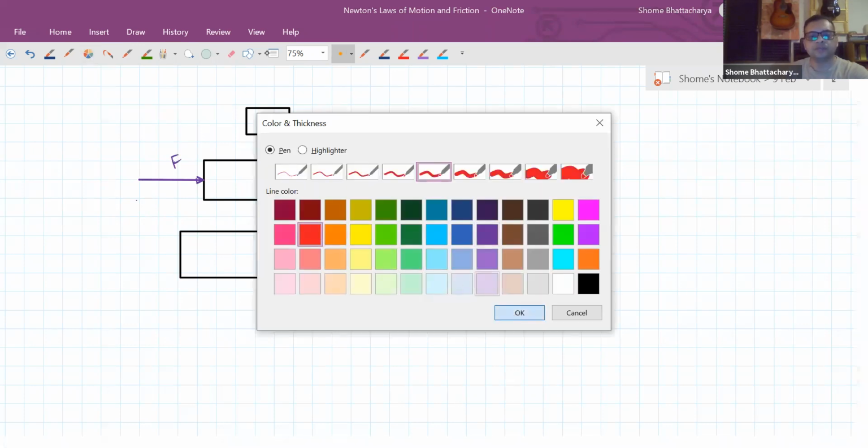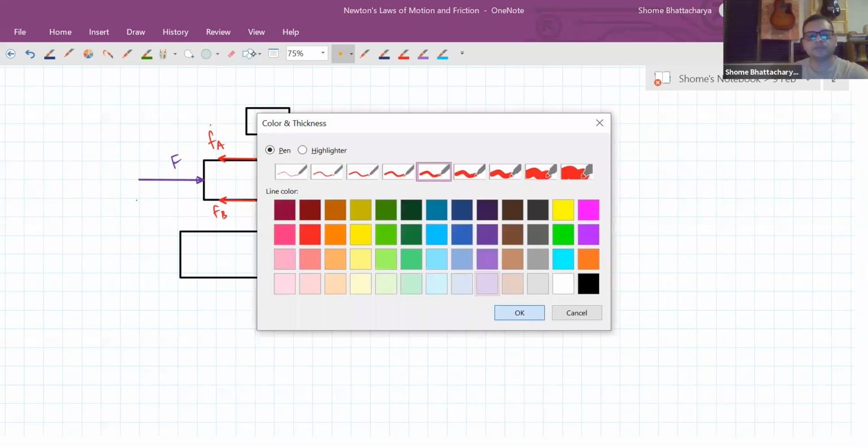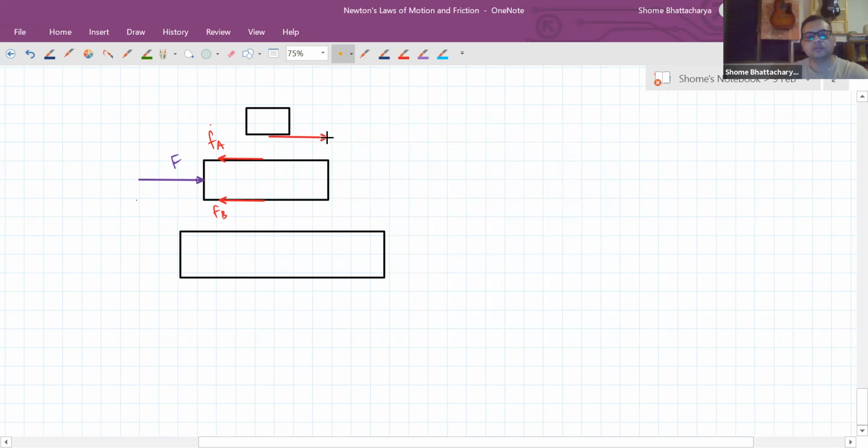So the direction of friction acting on the upper surface of the middle block will be backwards. The direction of friction acting on the lower surface of the middle block will also be backwards. So these frictions are, let's say, FA and FB respectively. Therefore, on the other 2 blocks, that is on the upper block, the friction will act in this direction, and on the lower block, the friction will act in this direction. So this is how the direction of frictions is determined from the direction of the tendency to slip.